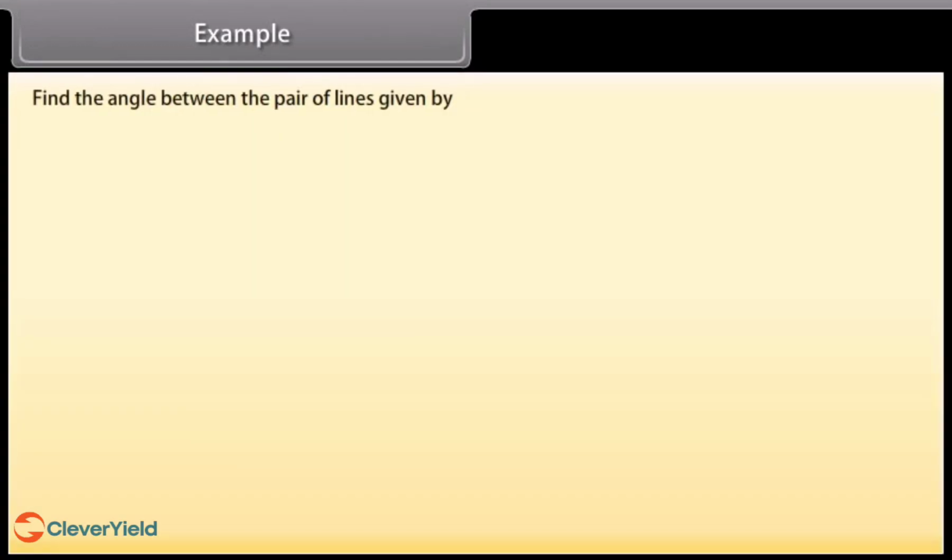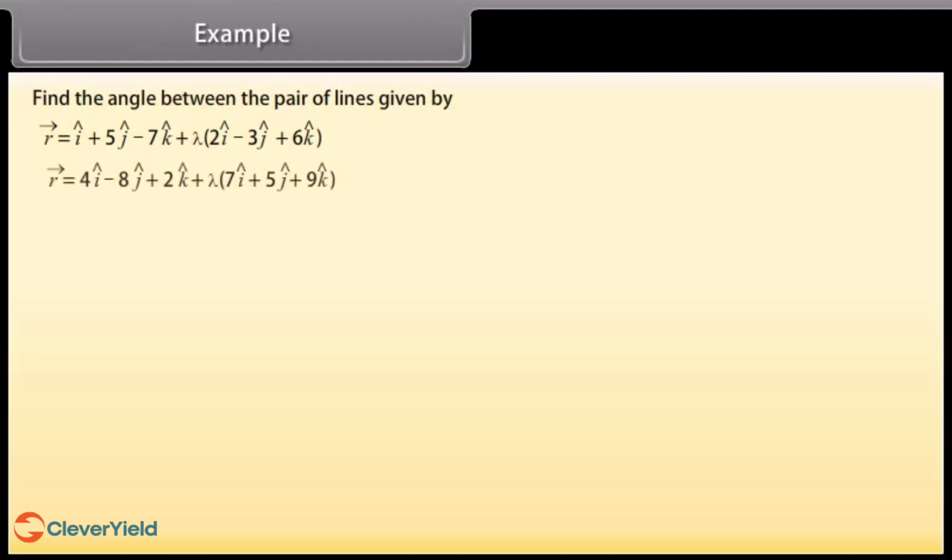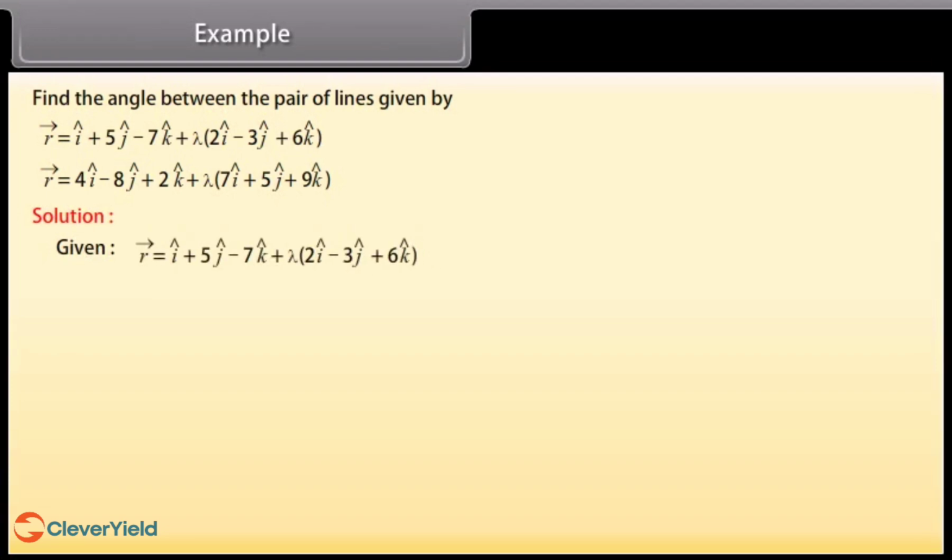Example. Find the angle between the pair of lines given by vector r equals i plus 5j minus 7k plus lambda (2i minus 3j plus 6k), and vector r equals 4i minus 8j plus 2k plus mu (7i plus 5j plus 9k). Solution. Given vector r equals i plus 5j minus 7k plus lambda (2i minus 3j plus 6k), vector r equals 4i minus 8j plus 2k plus mu (7i plus 5j plus 9k).